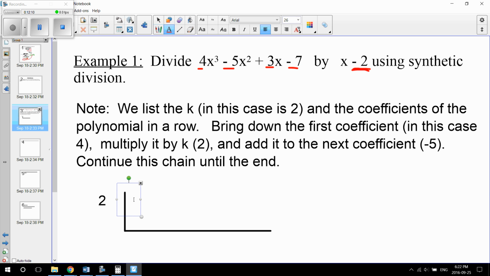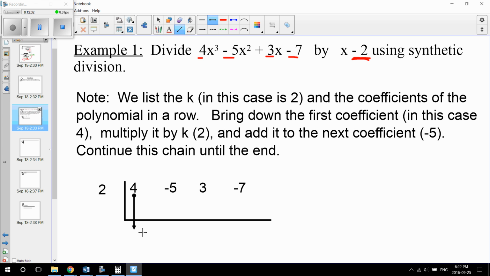So we're going to list them out. We're going to start with the 4, then the negative 5, then the 3, and then the negative 7. So just list them out in a row here. Then, just as it said, we're going to carry down, bring down the first coefficient, so that's this 4. We're going to bring it down to the bottom here, so that our first answer here starts with a 4. So we automatically carry that down.